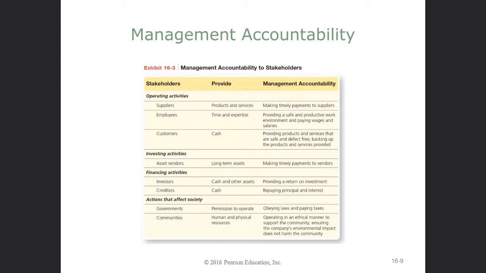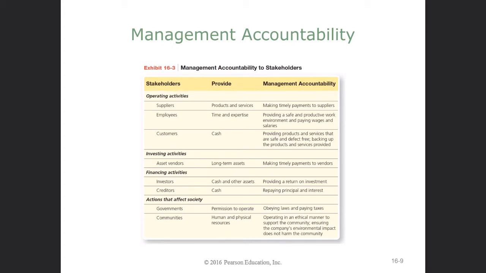Financing activities with creditors. Creditors also provide cash, and management's responsibility for our creditors is to repay the principal and the interest. When you think of purchasing a car or a house, let's say it's a car and it's $10,000. We're paying $10,000 for the car, but there's also going to be some interest fees because we're financing it. So management's responsibility is to make sure they pay back the principal, that $10,000, plus any interest to those creditors. And then actions that affect society. You have governments and communities. Governments provide permission to operate.